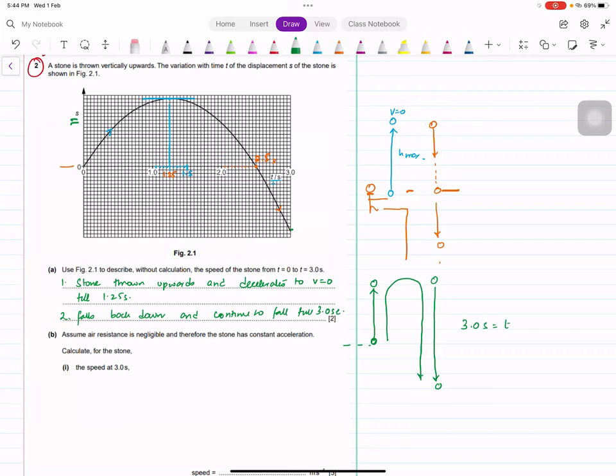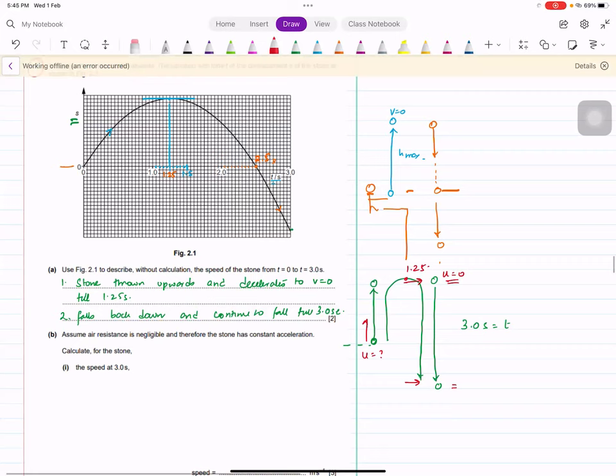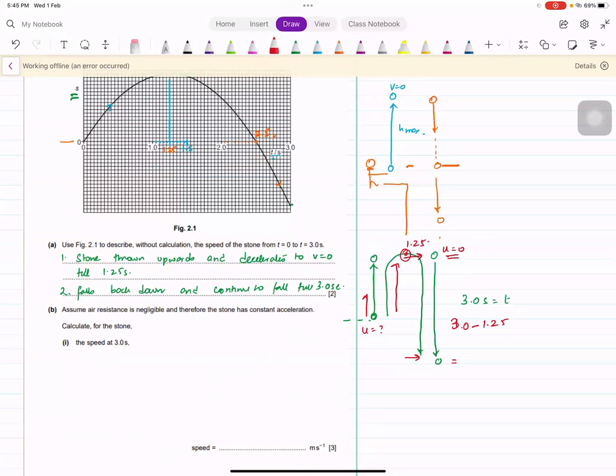So when it was thrown up, the velocity it had, we don't know, right? But we do know that at 1.25 seconds, its initial velocity must be zero. It is right here, and it has gone here. And the time it has taken from falling from this point to this point is 3 minus 1.25, because this is where it took 1.25 seconds. Do you guys understand this? So can you find the change in time, please? 3.0 minus 1.25. What do you guys say?